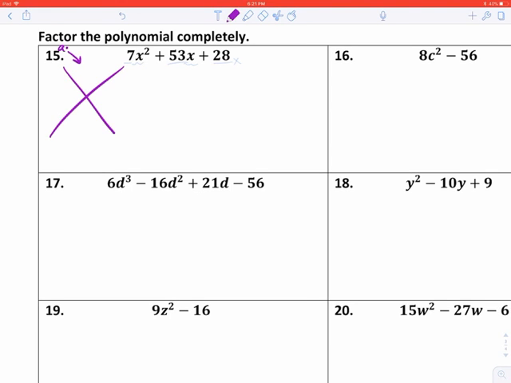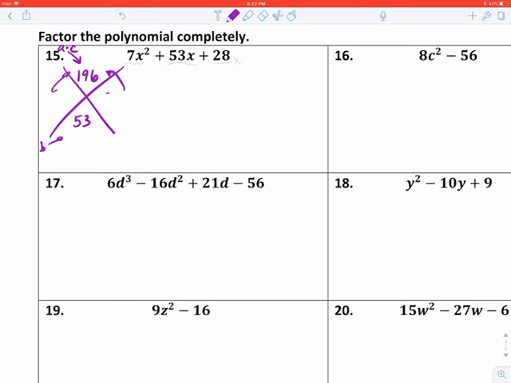Remember, this top number comes from multiplying my A and my C together. This bottom number comes from B. 7 times 28 is 196. And B is just 53. Now I want two factors that if I multiply them, they give me 196, and if I add or subtract them, they give me 53.